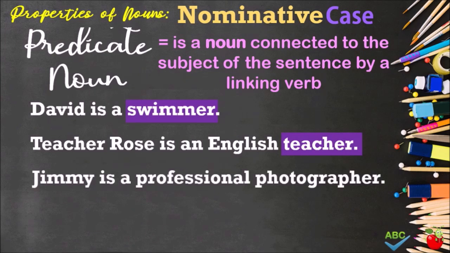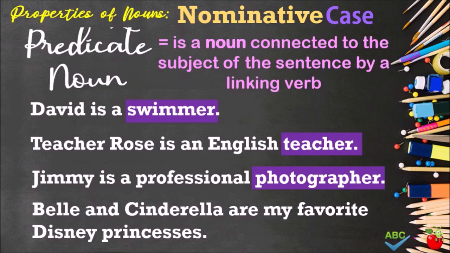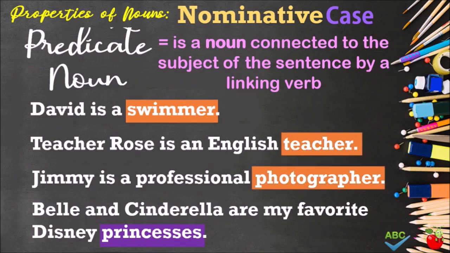Jimmy is a professional photographer. The linking verb is connects the subject, Jimmy, to its predicate noun, photographer. Photographer is the predicate noun of the sentence. Belle and Cinderella are my favorite Disney princesses. The linking verb are connects the subject, Belle and Cinderella, to the predicate noun, princesses. Princesses is the predicate noun in the sentence. Again, the words swimmer, teacher, photographer, and princesses are the predicate nouns.